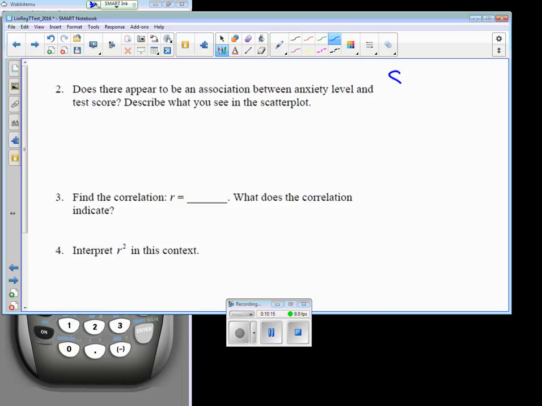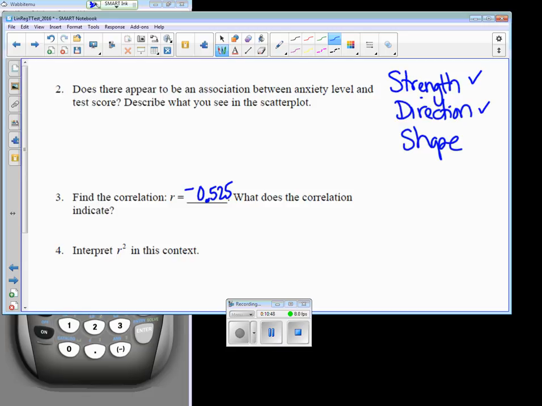So strength, direction, and shape. Okay? What kind of strength? The correlation was negative 0.5 maybe? I forget. 525? So that is a measure of strength and a measure of direction. So let's use both of those words. Using a correlation of negative 5.25, I have strength and direction.